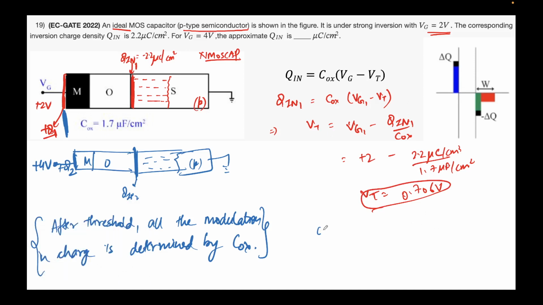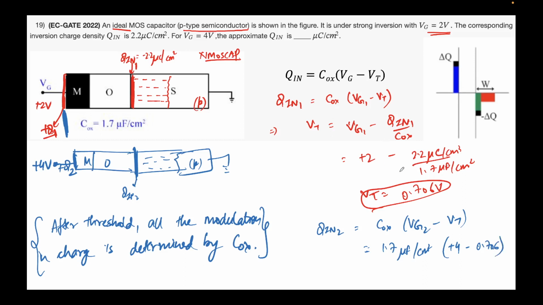So now I can write Q in 2 is Cox times Vg2 minus Vt. Cox is not changing, it's the same device. Vt is also not changing, it's the same device. Cox is again 1.7 microfarad per centimeter square. Vg2 we are now putting a bias of 4 volts, minus Vt, which is 0.706.